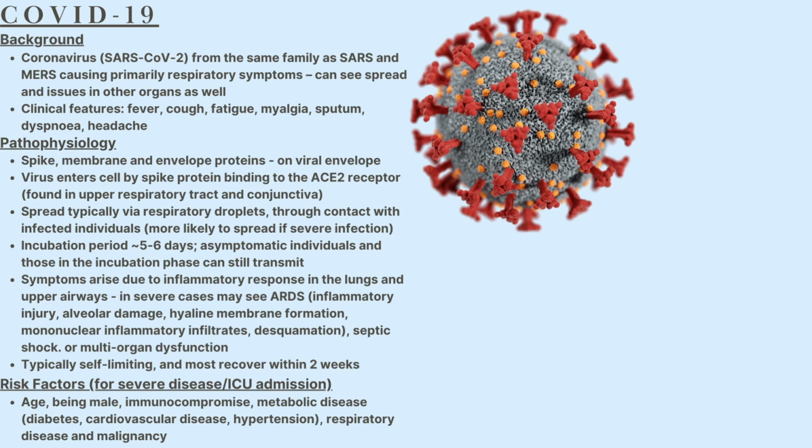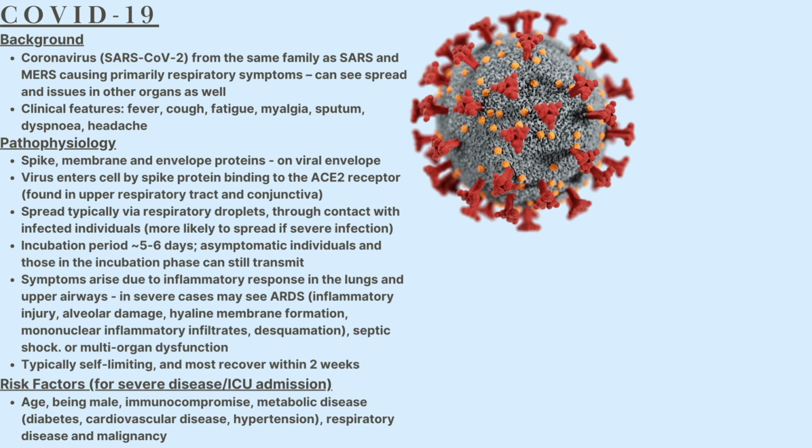Now, moving on to the pathophysiology. The spike, membrane, and envelope proteins are the key proteins located on the viral envelope of the COVID-19 virus. The virus gains entry to the cell by the S protein, or the spike protein, binding to the angiotensin converting enzyme 2, known as ACE2, which is primarily found in and around the upper respiratory tract and conjunctiva.